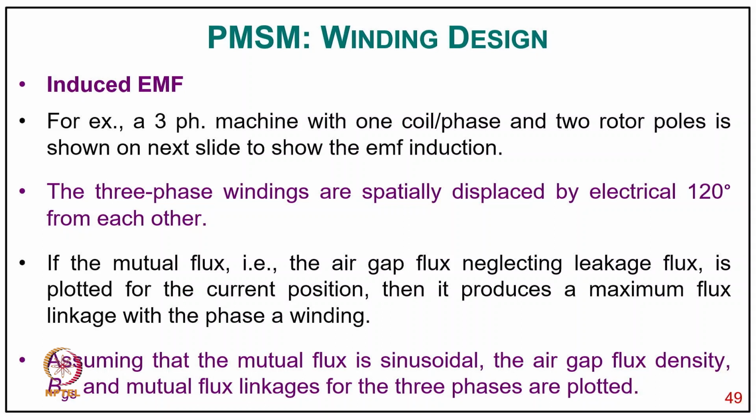For example, a three-phase machine with one coil per phase and two rotor poles is shown on the next slide to show the induced EMF and inductance, and the three-phase windings are spatially displaced by 120 electrical degrees from each other. If the mutual flux, that is the air gap flux neglecting leakage flux, is plotted for the current position, then it produces a magnetic flux linkage with the phase A winding. Assuming that the mutual flux is sinusoidal, then the air gap flux density Bgs and the magnetic flux linkages for the three phases are plotted.